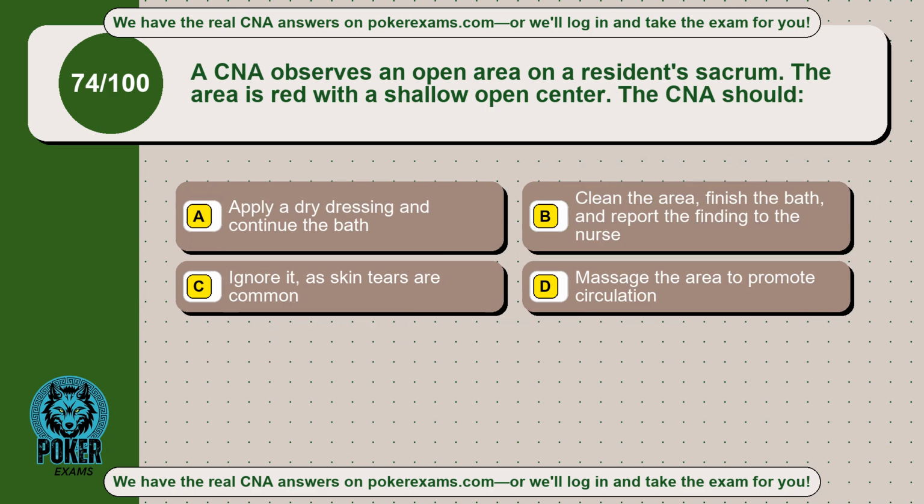Question 74. A CNA observes an open area on a resident's sacrum. The area is red with a shallow open center. The CNA should: Option A, apply a dry dressing and continue the bath. Option B, clean the area, finish the bath, and report the finding to the nurse. Option C, ignore it, as skin tears are common. Option D, massage the area to promote circulation.